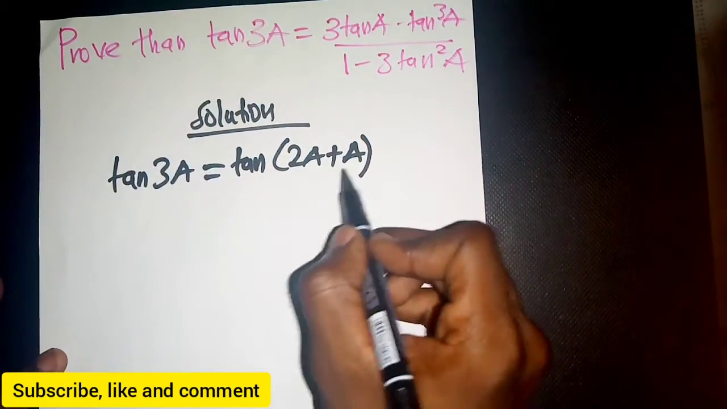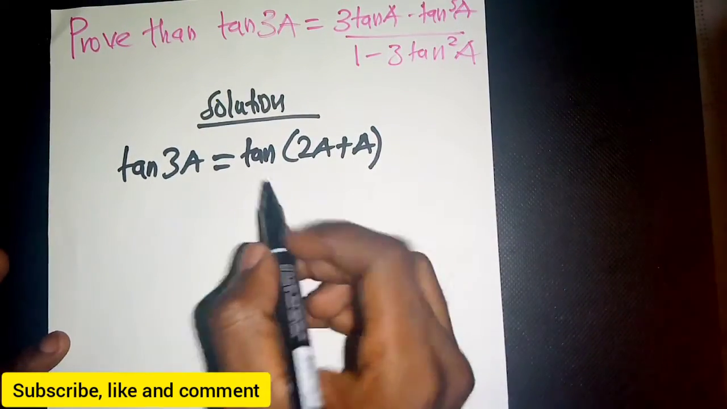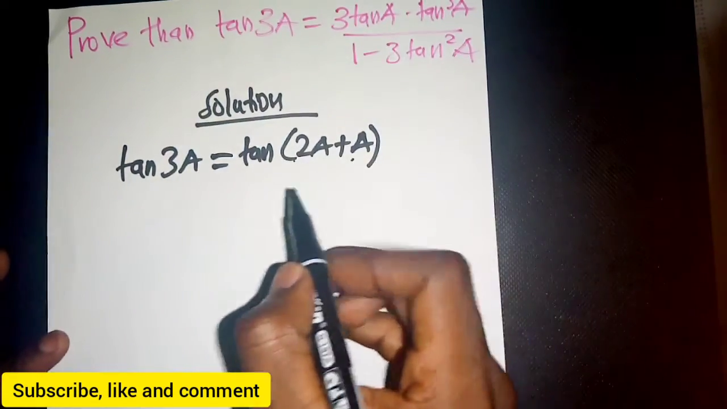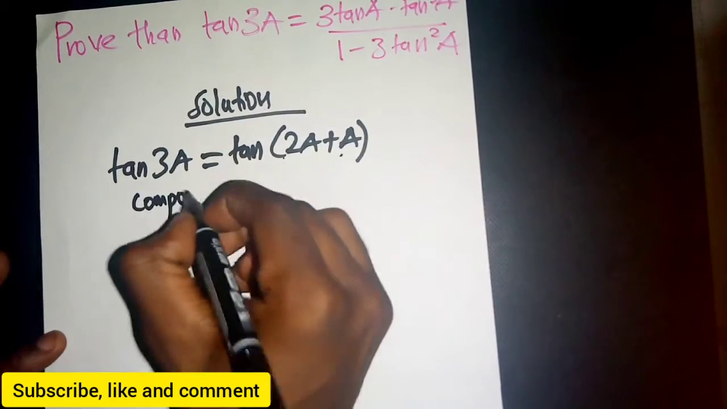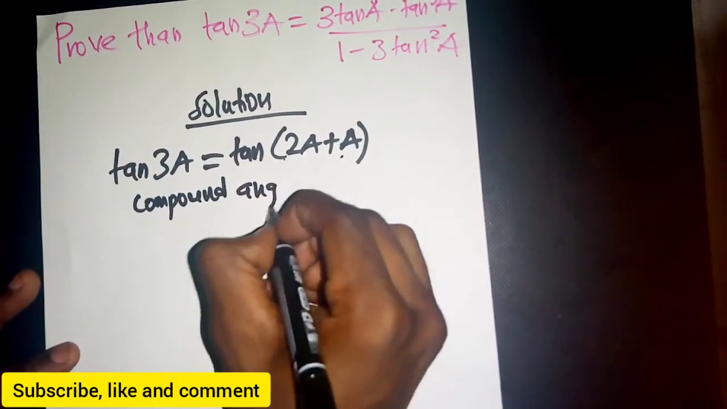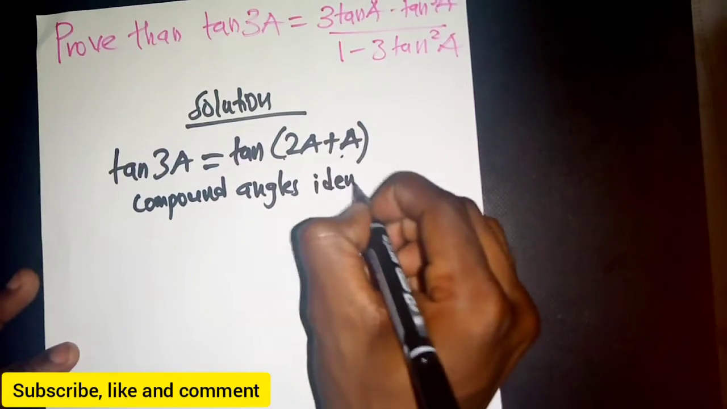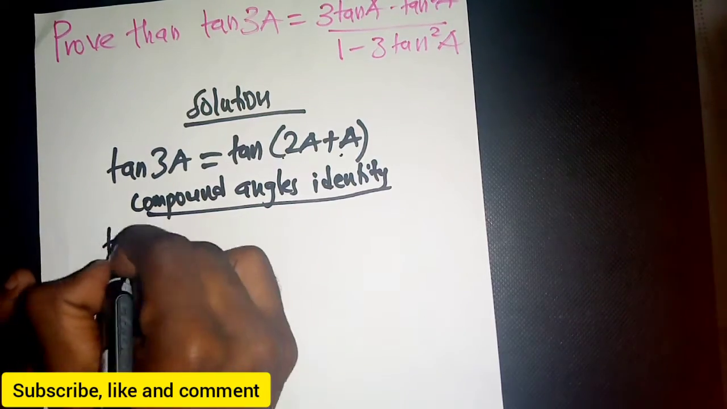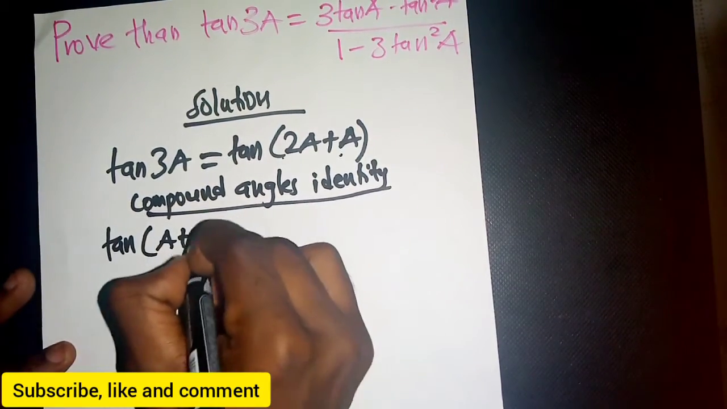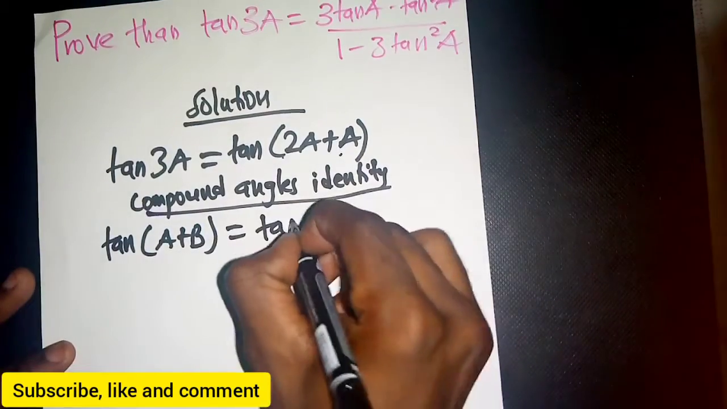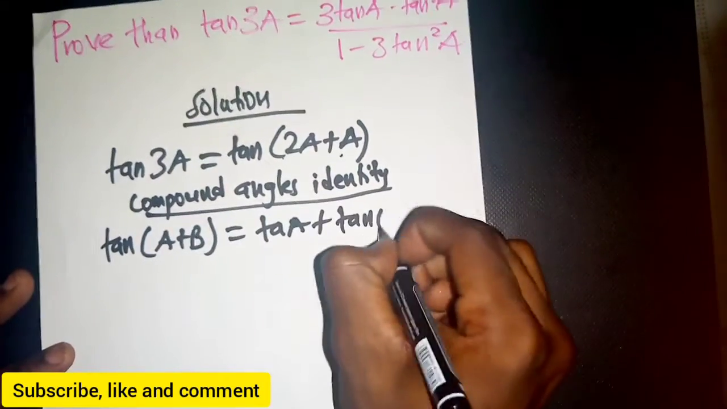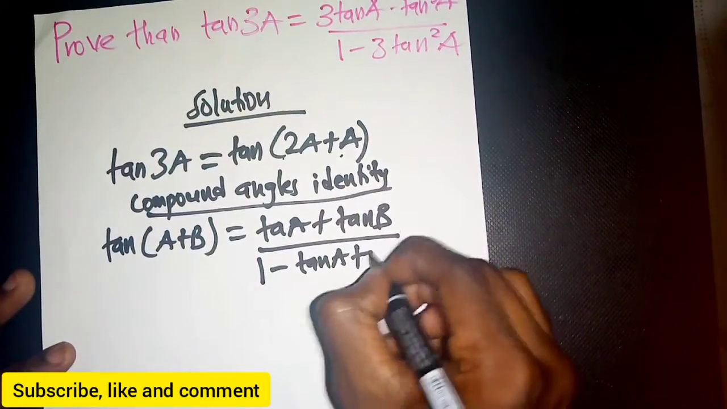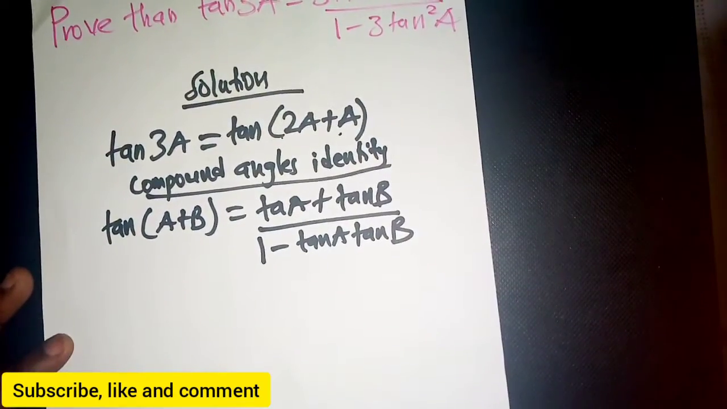Then we have that, right? So now from here we have this relation, and this relation corresponds to compound angles. Now from the compound angles identity, if you have tan (a plus b), it is basically (tan a plus tan b) divided by (1 minus tan a multiplied by tan b). So that is for compound angles.